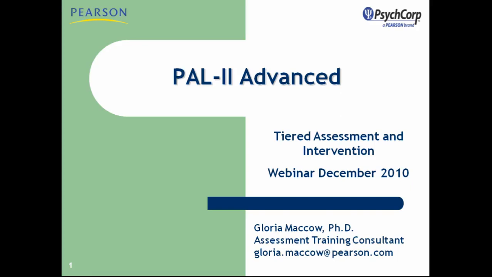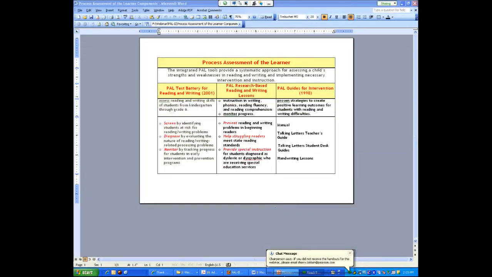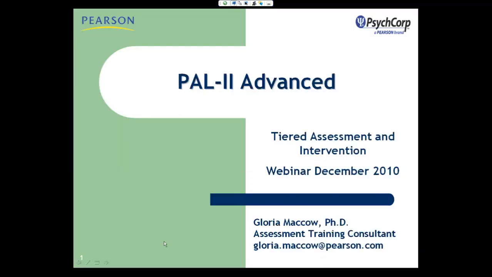What I really want to do is move away from this screen, and go to my own desktop so I can show you information that I want to discuss, and also some components from the user's guide. So if you'd hang with me for 1 second, I'll go to my desktop. Okay. You should be seeing my screen now, the PowerPoint presentation, PAL2 Advanced.